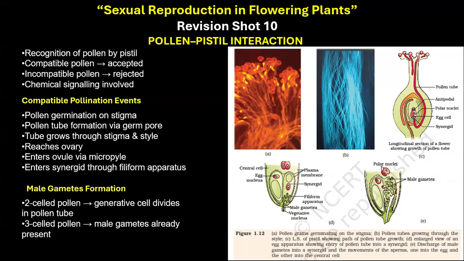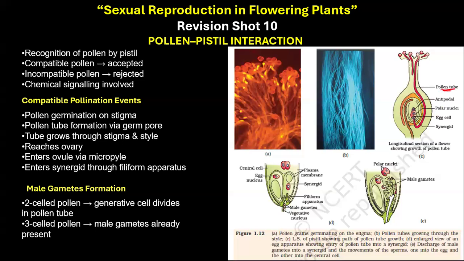You know that there are some chemicals released by the synergids and antipodals. That helps in recognizing whether the pollen grain is compatible or incompatible. Now, after successful recognition, the pollen germinates and forms a pollen tube. You can see in this diagram, this is where pollen tube germination is happening, and this is the pollen tube over here.